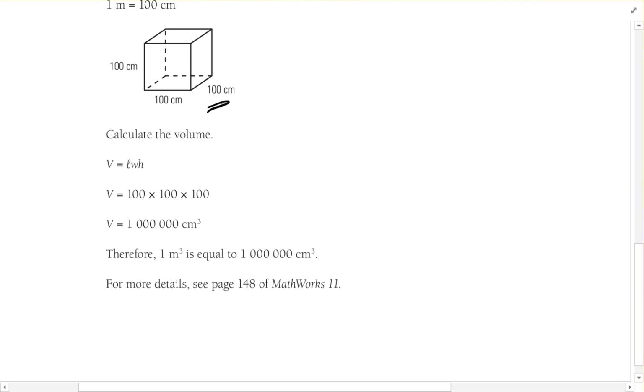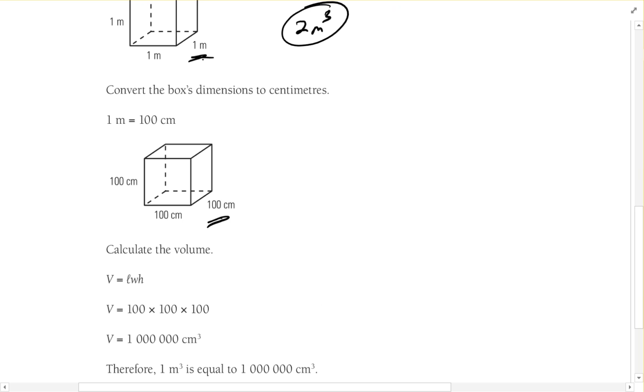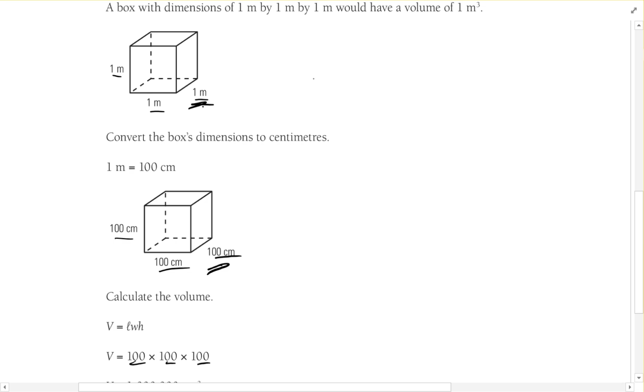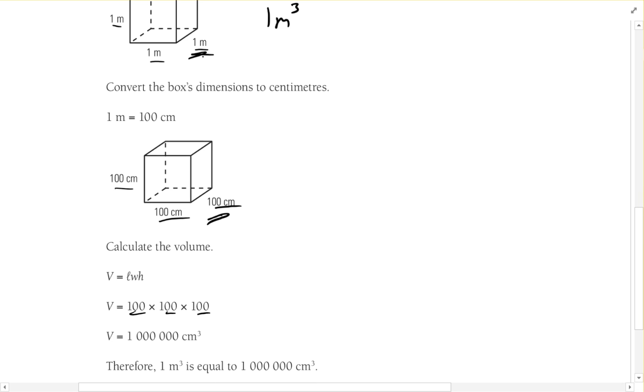The way we're going to do that is by knowing that if we change meters, meters, and meters into centimeters all the way around, that would be 100 times 100 times 100. So if you had 1 meter cubed, which is pretty much what this box is, that'd be the same thing as 100 times 100 times 100. That's 1,000,000. So 1 meter cubed is equal to 1,000,000 centimeters cubed.